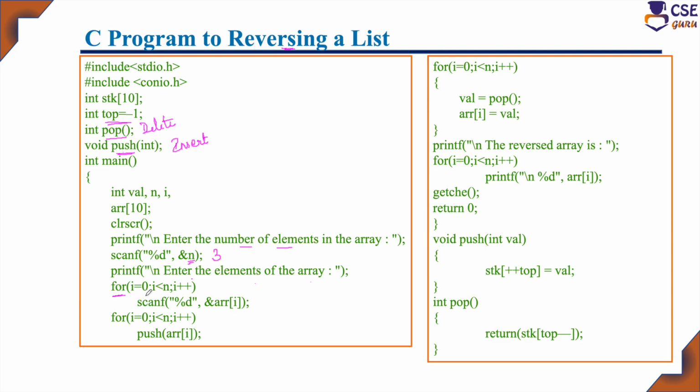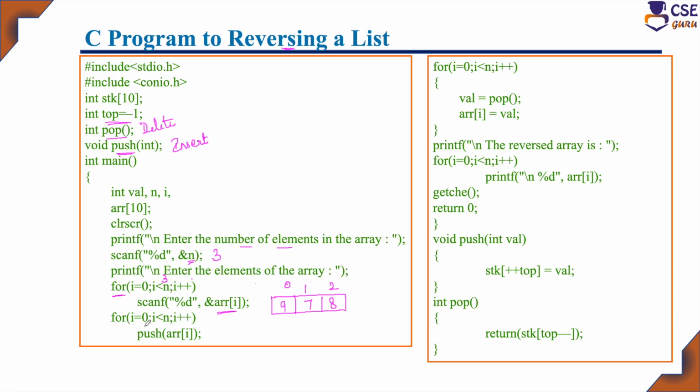So here, for i equal to 0, i less than n, where n value is 3, we have to accept the elements. So 3 elements you have to accept. That is 0, 1, 2, and I am entering the elements 9, 7, 8. Okay. So this is the input I have given.